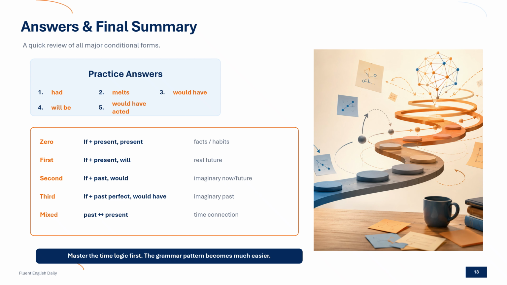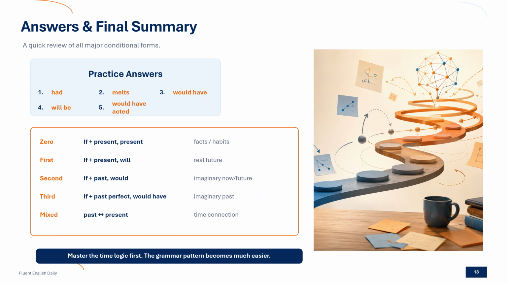Number 4 is, unless we leave now, we will be late. This describes a real future possibility. Number 5 is, had I known the truth, I would have acted differently. This is an inverted third conditional.